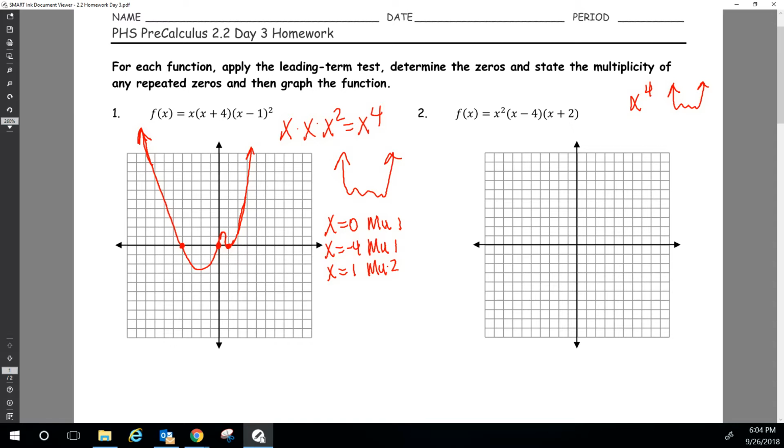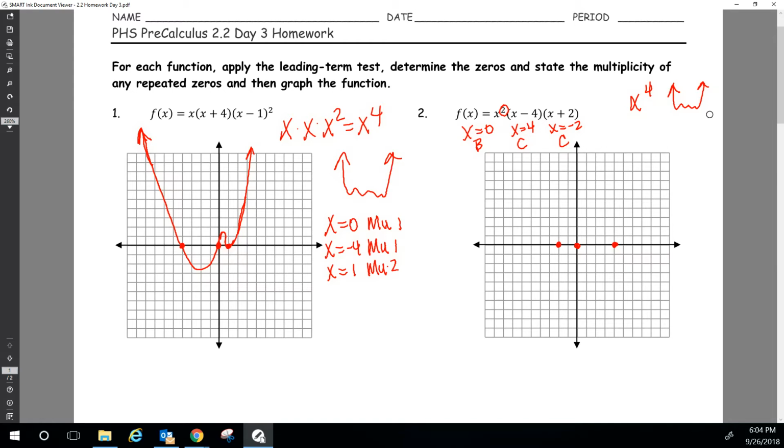My zeros this time are at 0, where I'm going to bounce because it's even. At 4, with a multiplicity of 1, so it's going to cross. And at -2, again, multiplicity of 1, so it's going to cross. So my zeros are at 0, positive 4 this time, -2.